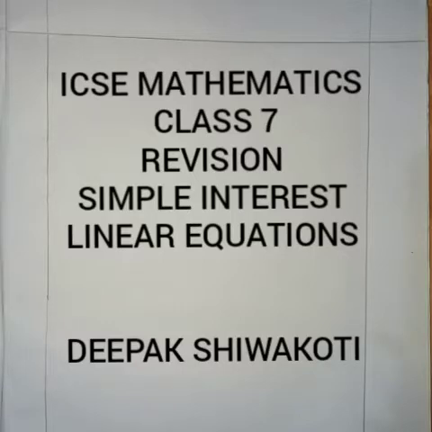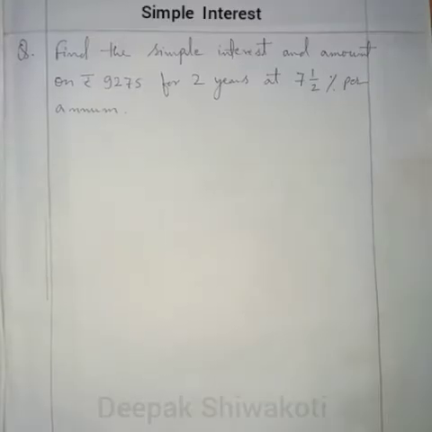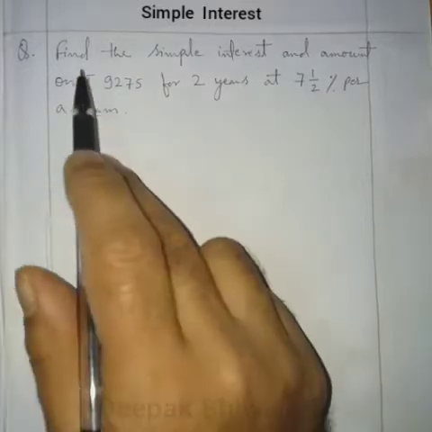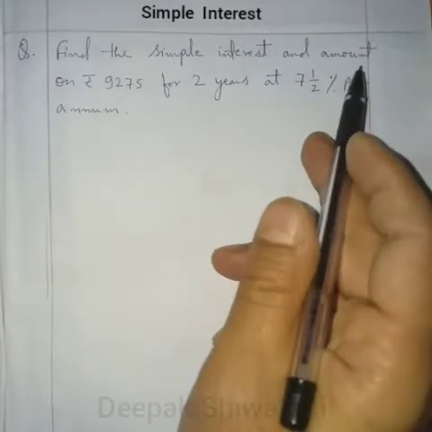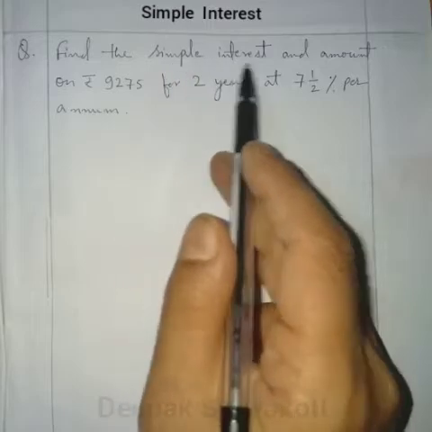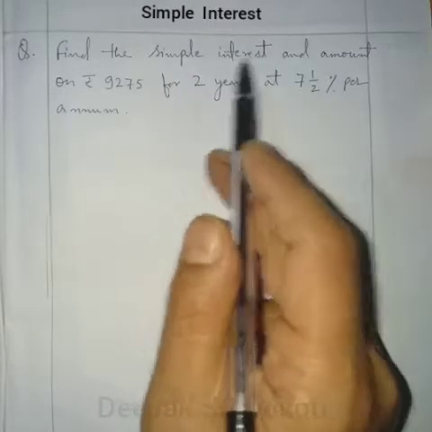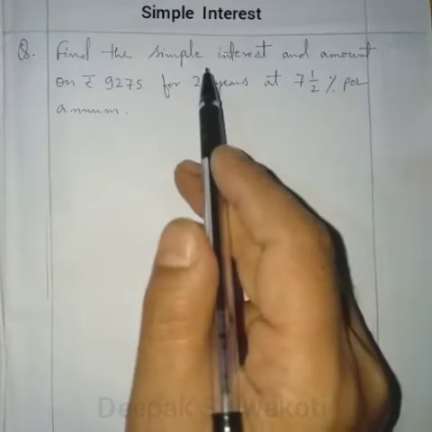Today we are going to revise the chapters simple interest and linear equation. Now this question is from simple interest. The question is to find the simple interest and amount. For these two we know the formula, isn't it?